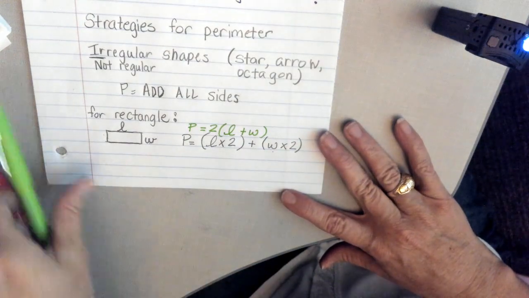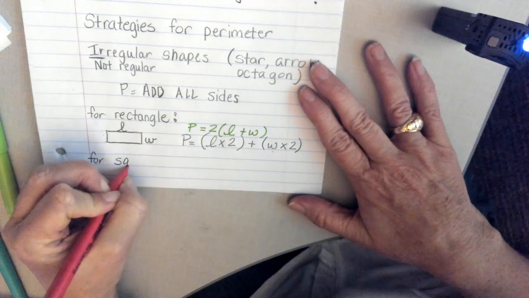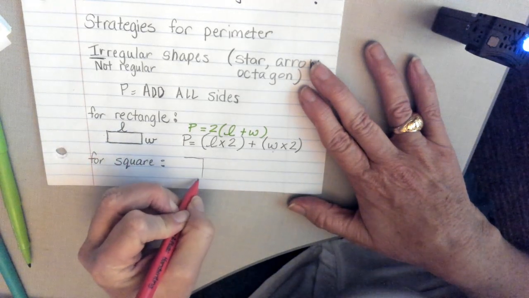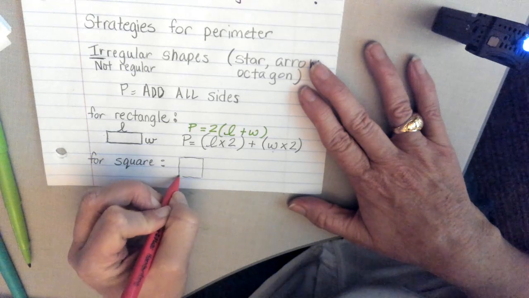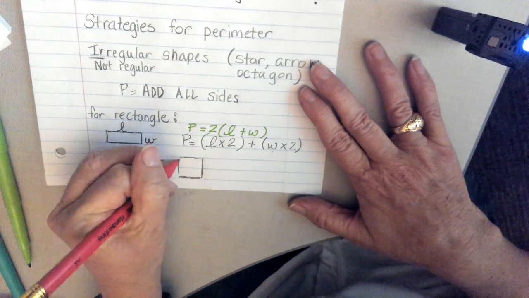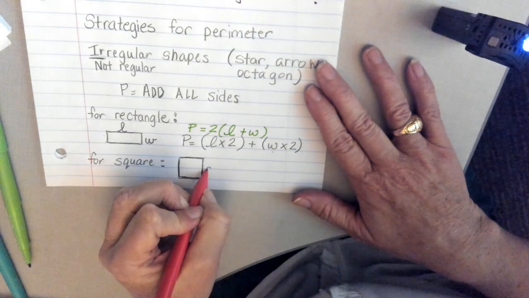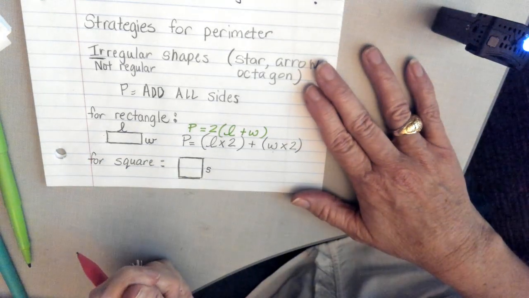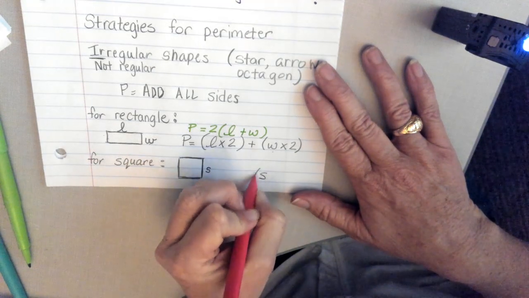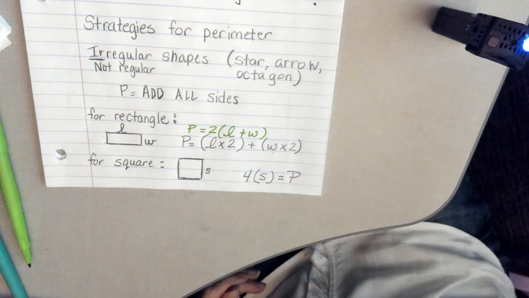Okay? And finally, for a square. What do you know about a square? It has equal sides. It has all equal sides. So when we draw a picture of a square, we want to represent it as having equal sides. And so what that really means is if I know the length of one side, then I know the length of all the sides. So if I have a side length, then the quick way to solve this is to say side times 4 equals perimeter. That's what that means.